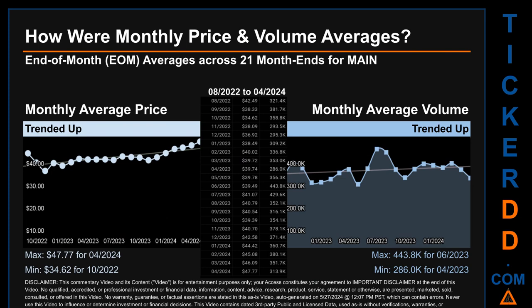The maximum end-of-month average price was $47.77 for 04/2024 while the minimum was $34.62 for 10/2020. Looking at volume, 06/2023 and 04/2023 respectively saw the highest and lowest monthly average volume at 443.8 thousand and 286 thousand.